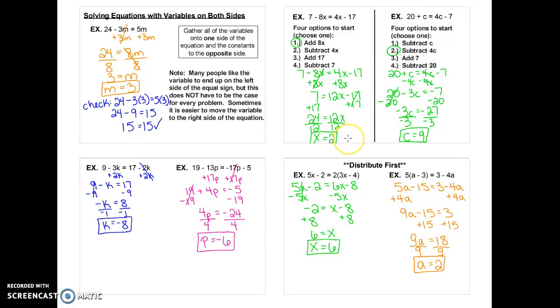Now again, you should be checking every one of these answers, and you can use your calculator. You do not have to show the work for every check. So you would simply plug it back in and check to see that you get a true statement.